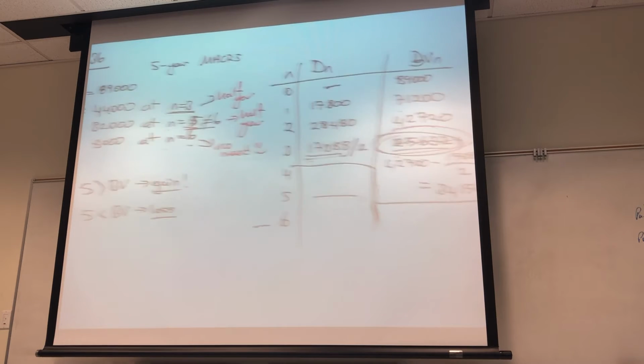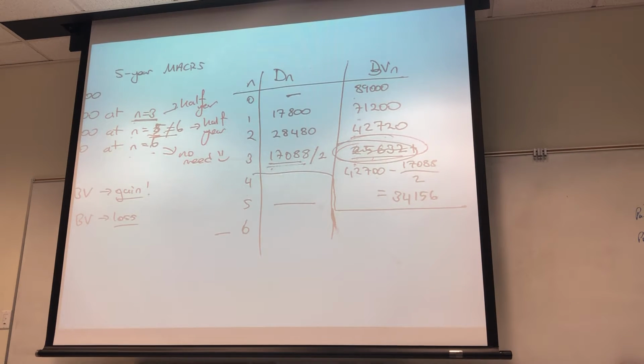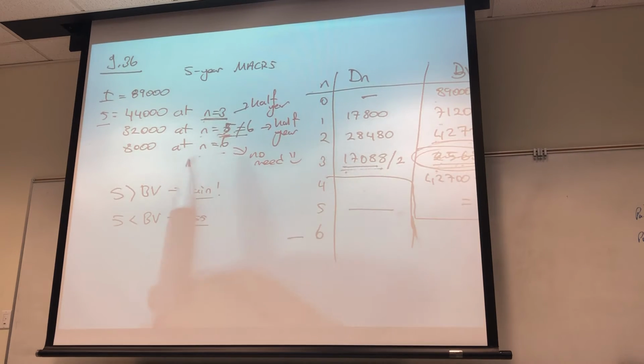Can you say the assumptions one more time? The assumptions of macros, we assume half year convention, we assume no salvage value. That's where the gain and loss comes in, as we saw.